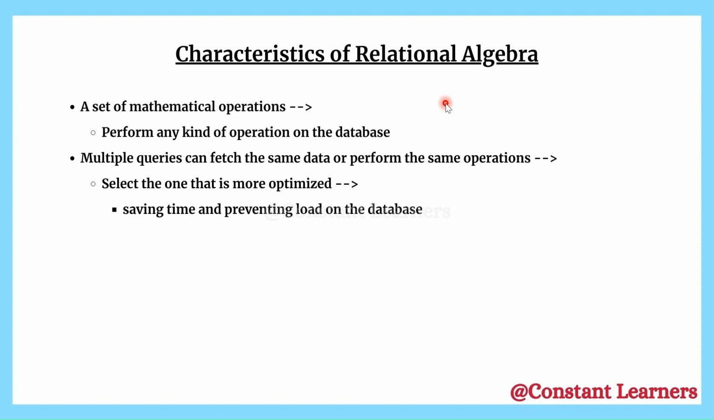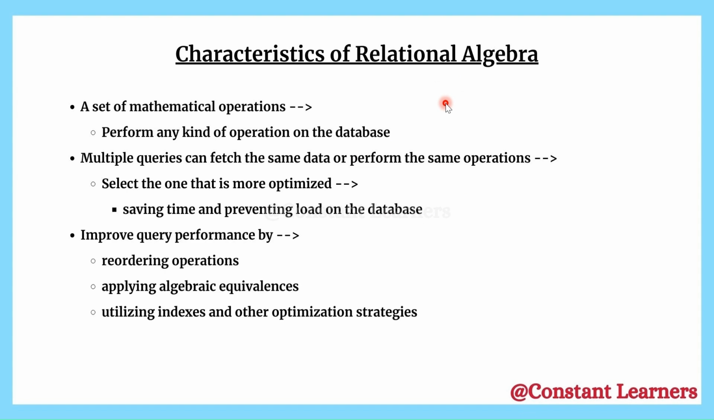So query optimization aims at improving the query performance. How are we improving the query performance? By reordering the operations. It is possible in relational algebra to reorder the operations. Just like in mathematics, we have the BODMAS rules, right? Similarly, relational algebra has its own way of reordering the operations, that is, which operation should be performed first so that the query can be resolved faster. So that is one way of improving the query performance.